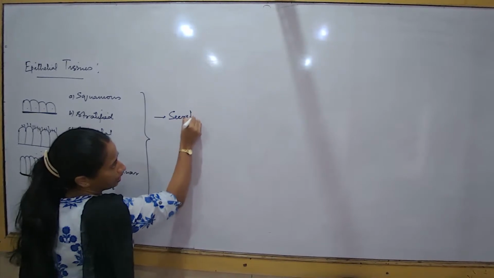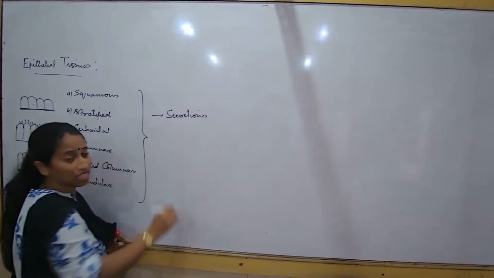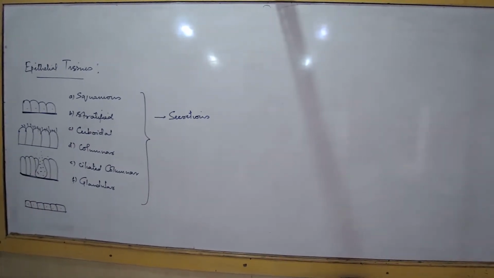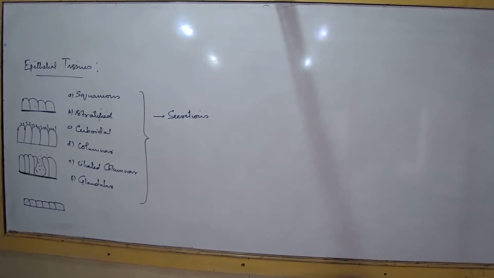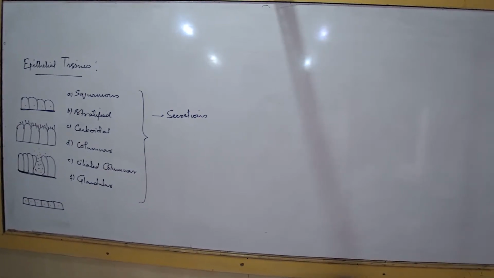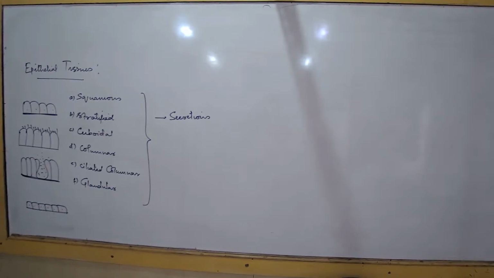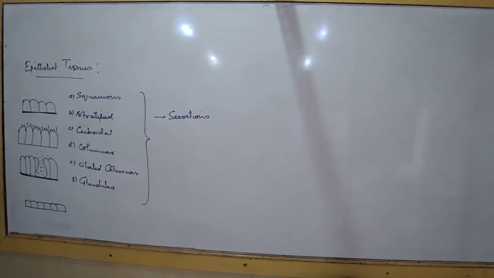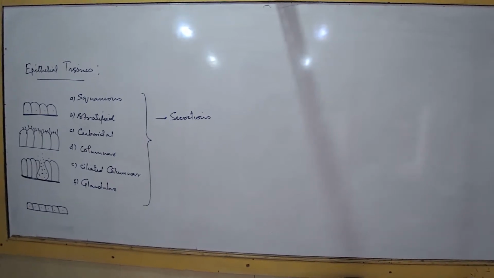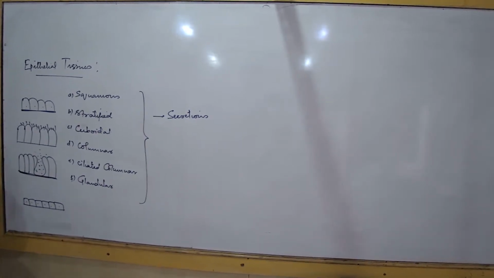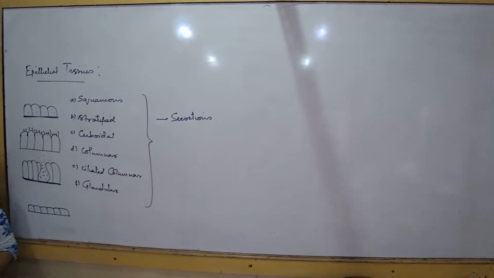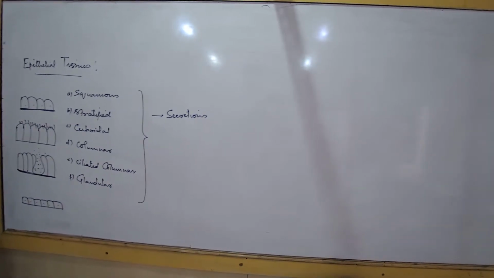The function of epithelial tissues would be either secretion. There are some types of epithelial tissues which will be involved in the process of secretion, secreting something. Some epithelial tissues have the ability of secreting certain substances.